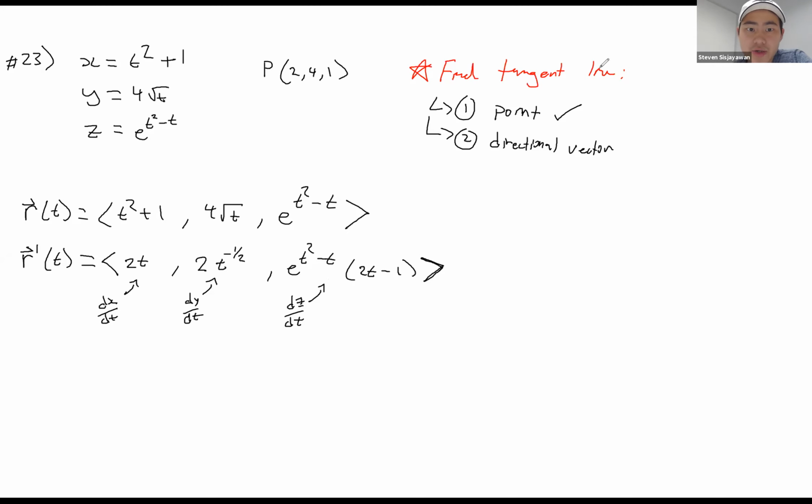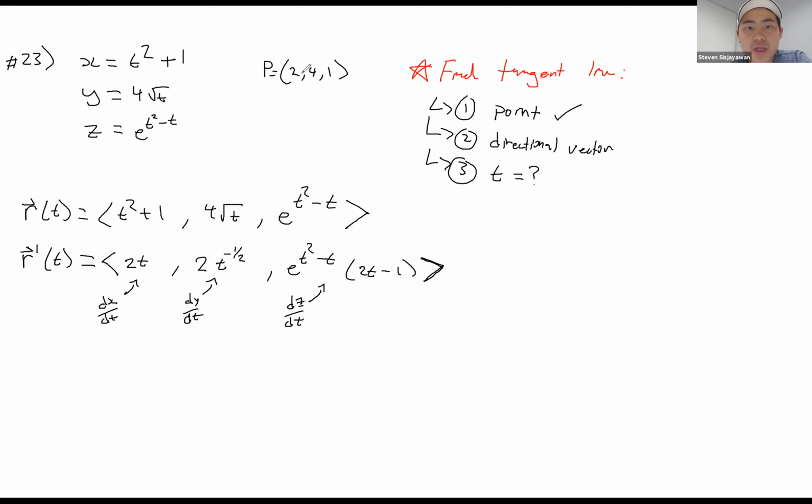Now we're trying to find the tangent line at a specific point that we're given right here, the point (2, 4, 1). So we need to find the slope of x at a specific time, the slope of y at a specific time, and the slope of z at a specific time. So the third thing we need to figure out is what our value for t is, since in this question they don't give us the value for t.